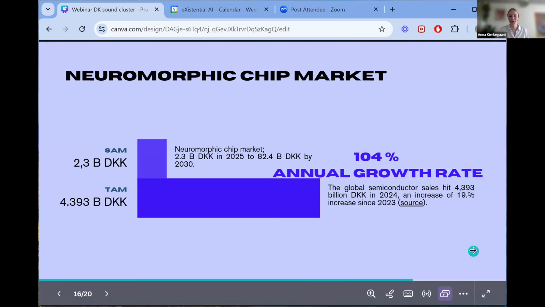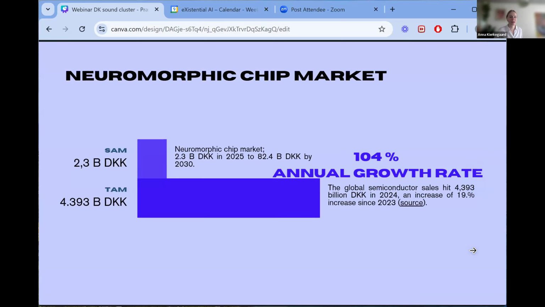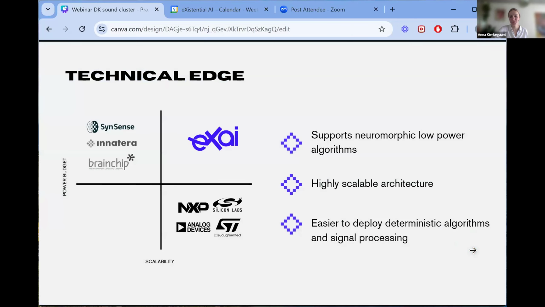We are in the neuromorphic chip market, and it's a market that is growing with 104%. It's a $2 billion market. So it's a market with a lot of opportunity. And basically, we are separating ourselves by making it really easy to deploy more deterministic algorithms and signal processing, having a scalable architecture, and then of course to support these neuromorphic low power algorithms, so brain-inspired algorithms.